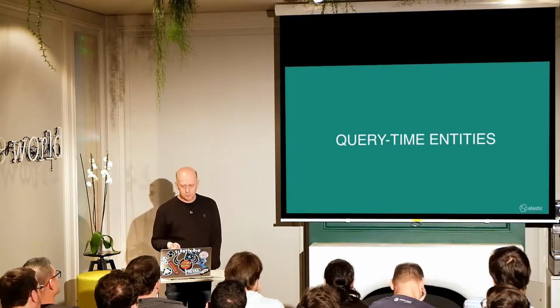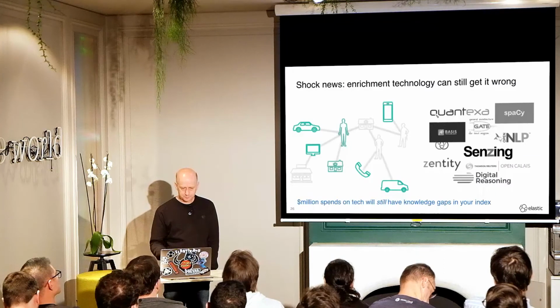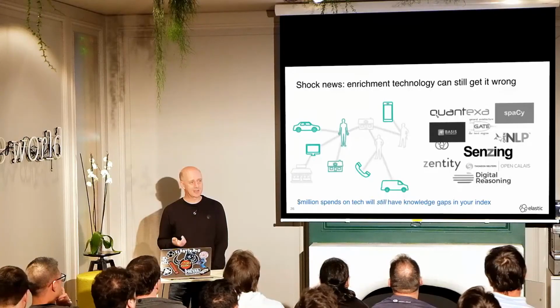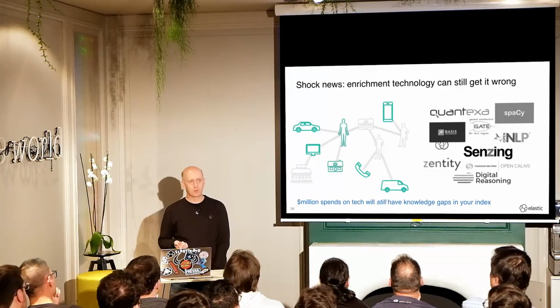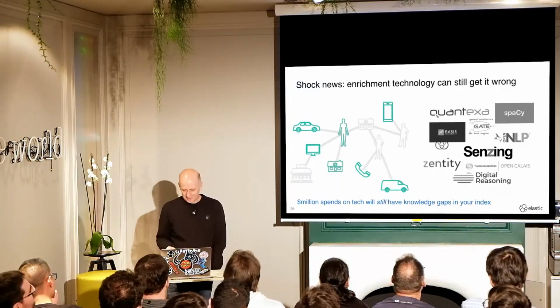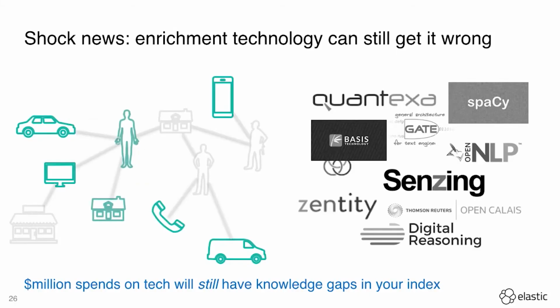Finally, we're going to move on to what I call query time entities. So I've talked about a number of different technologies that are out there: named entity recognition tools, ID chaining tools, things like Quantexa and Zentity. You can go out there and spend a lot of money on these technologies or try and build them yourself. And the reality is they will still get it wrong. That's just technology. We work in technology. We know this, right? That's why we don't trust people to wire up our houses to the internet and things like that, because we know technology goes wrong.